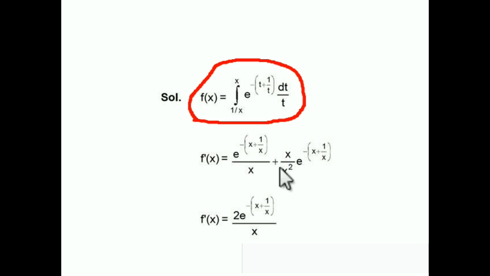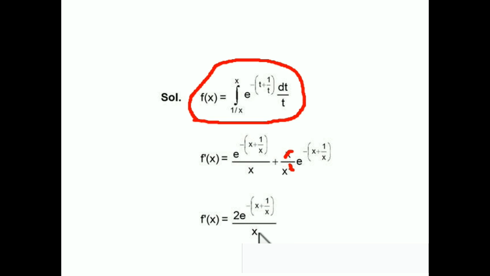This is the differentiation of the lower limit. Now the lower limit into the function, that means e raised to minus x, here it becomes 1 by x, here it becomes x, and here 1 upon 1 by x, that is x over here. Now this x and this x square get cancelled out, and we'll have x in the common denominator, so we have 2 e raised to minus x plus 1 by x, upon x.